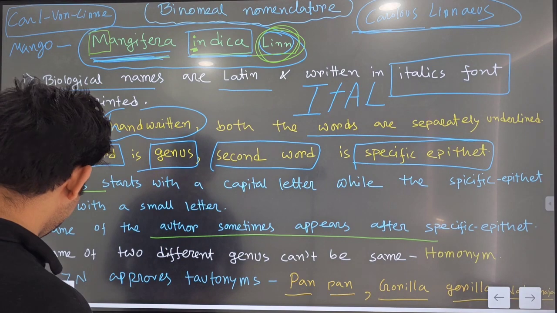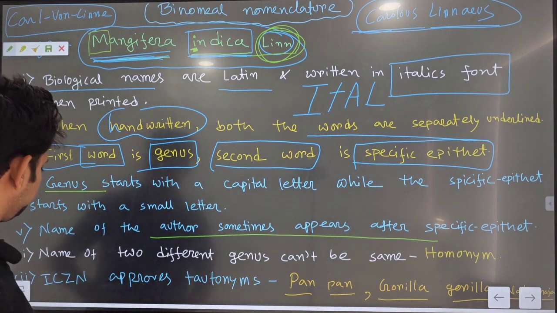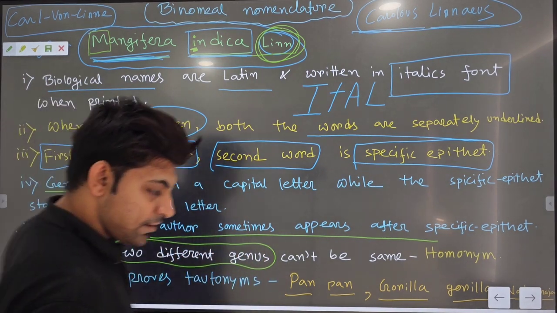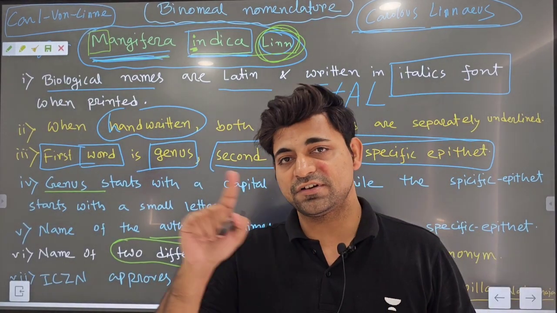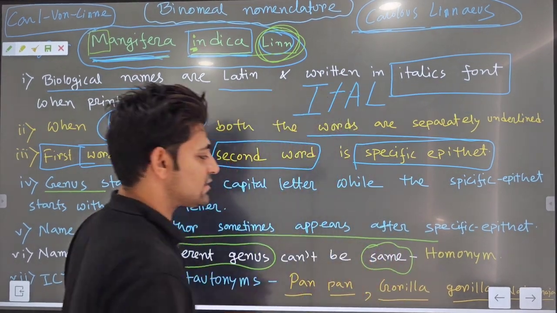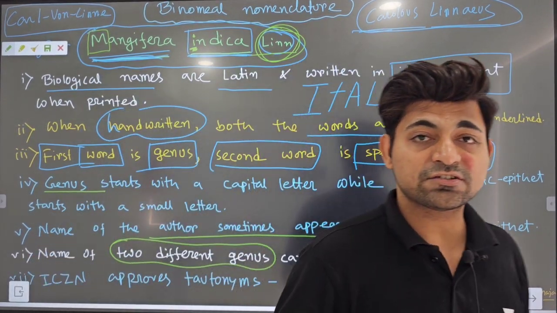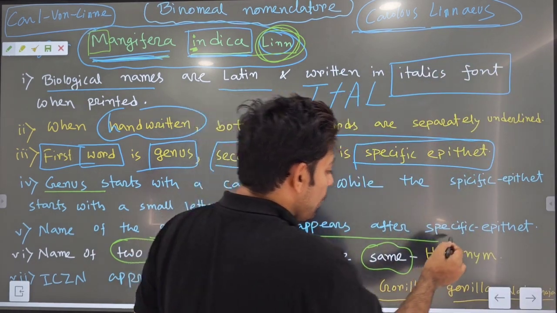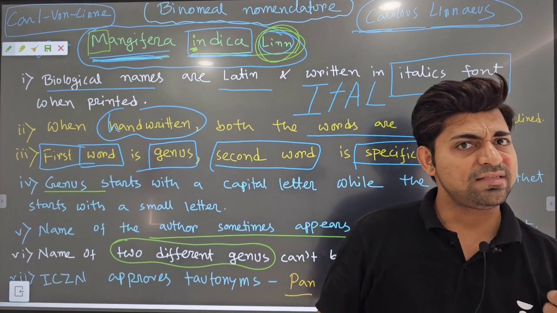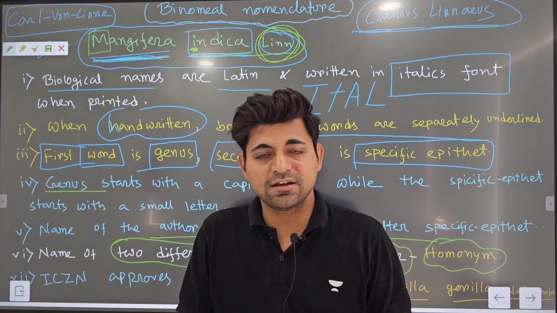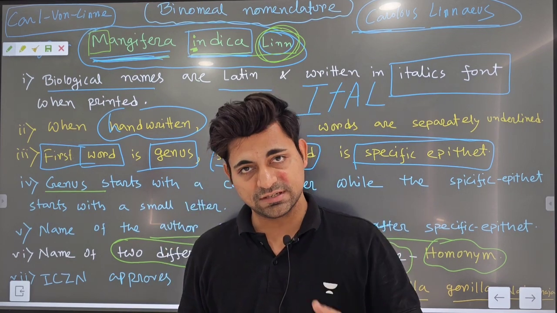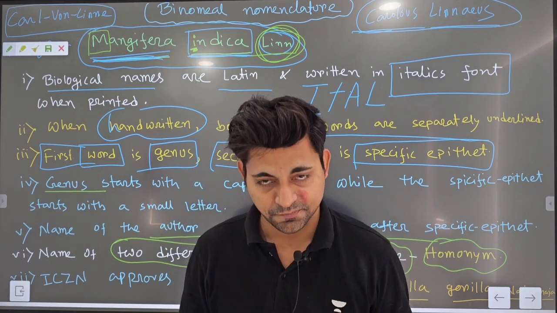Okay. Next, a very important thing. The names of 2 different genera of different origin can never be similar, never be the same. This is called homonym. Now, if you are confusing yourself, Panthera tigris, Panthera leo. Okay, this Panthera is the same genus. Tiger and lion belong to the same genus, Panthera, even Panthera pardus.